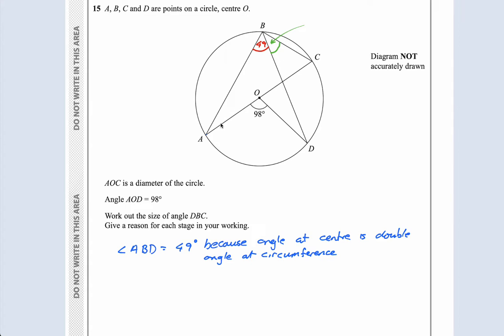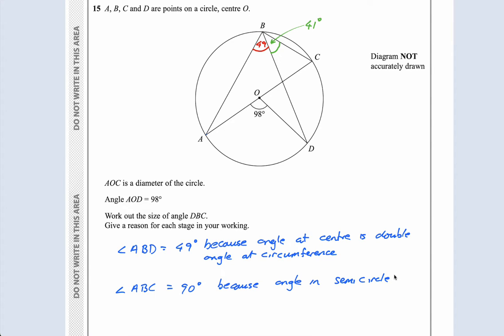because it is a triangle in a semicircle. So this is actually 41 degrees. So I'm just going to go straight to that. Well, no, first I'm going to say angle ABC is equal to 90 degrees. And then I'm just going to put because angle in semicircle. As long as you say semicircle, you're fine.